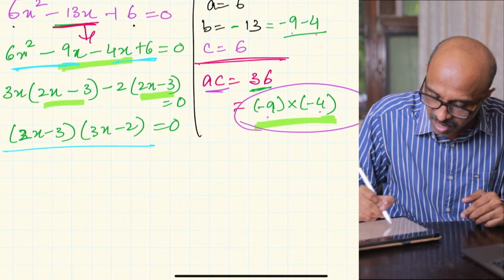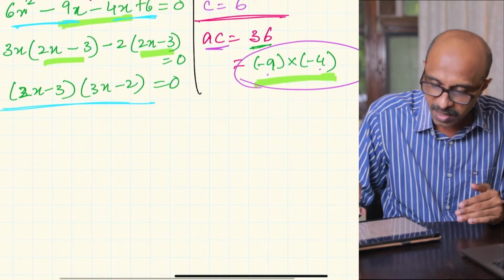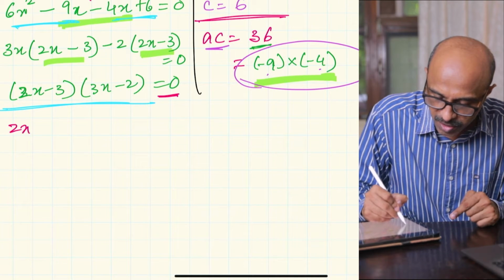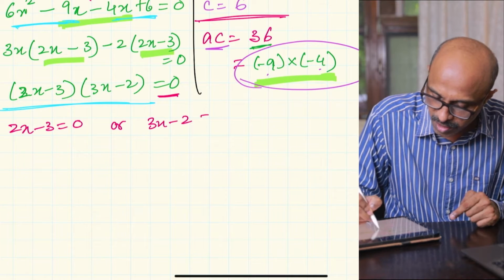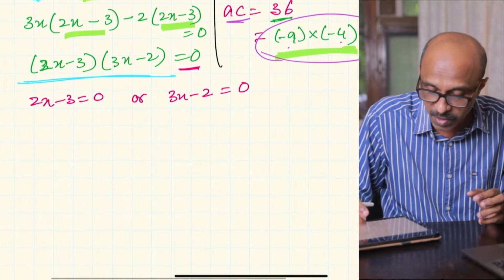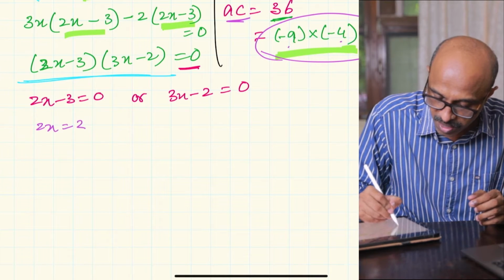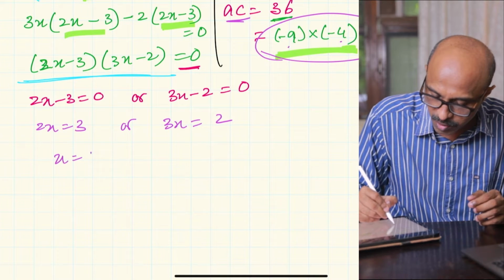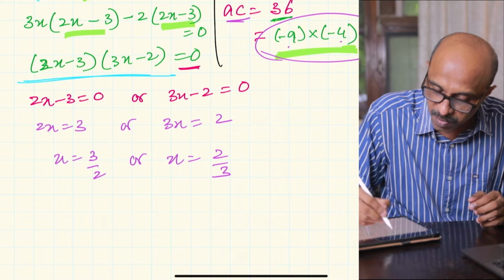Up until here is factoring, and all the videos on factoring we've done go up to here. Now we proceed, because now we have an equation equal to 0. So we say that 2x minus 3 is equal to 0, or 3x minus 2 is equal to 0. After we've said that, we solve each of them. Each of them is now like a linear equation, so that's easier to solve. We get 2x is equal to 3, or 3x equals 2, which further gives you x is equal to 3 over 2, or x is equal to 2 by 3. So that should be your answer.